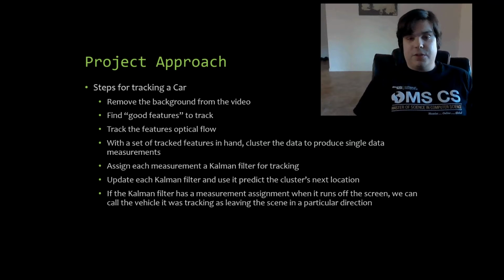Then we have to actually find the features that we want to track. The way we're going to do that is with a Shi-Tomasi corner detector. Once we've found those, we're going to feed them into an optical flow, which is a Lucas-Kanade optical flow calculator. Then with that set of tracked features in hand, we're going to cluster the tracked features to produce a single data point. That single data point is going to be fed into the Kalman filters. We're going to assign a Kalman filter to each one of those clusters, and we're going to track those clusters as they move through different frames. And if we can track it when it runs off the screen, we call that vehicle tracked, and we can count it as leaving the scene in a particular direction.